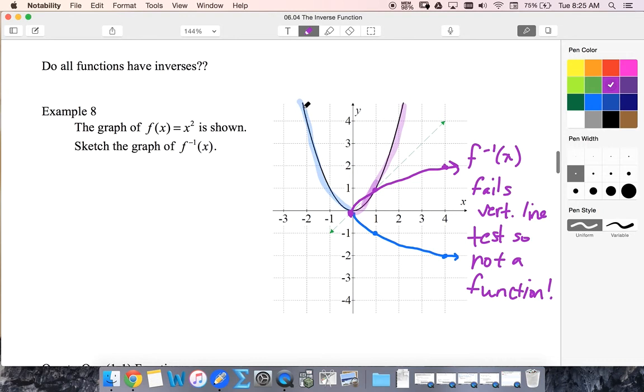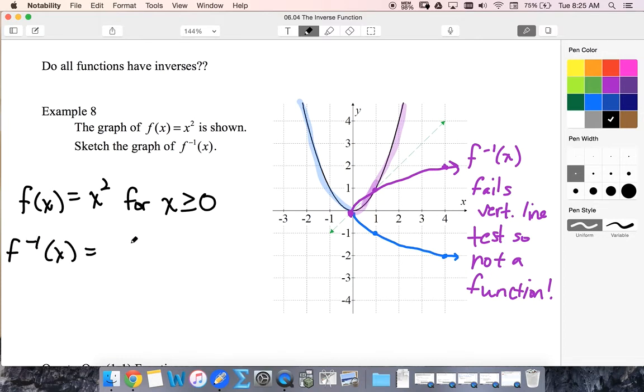So thinking about this, if I wanted to make the inverse be a function, then I could say from the beginning that f of x is equal to x squared for x greater than or equal to 0. Then I would look only at the purple, and f inverse of x would be equal to the square root of x. So then I would have a function.